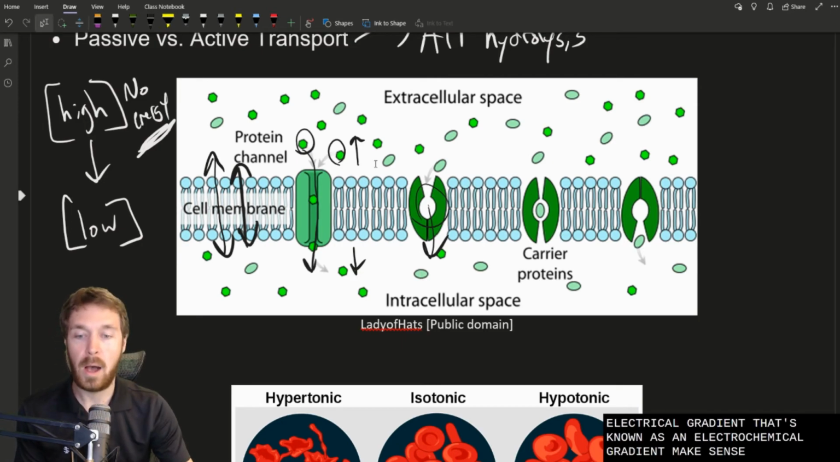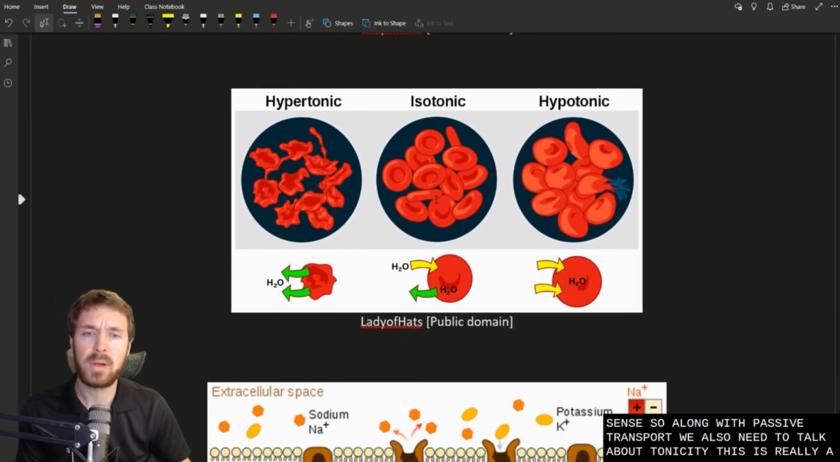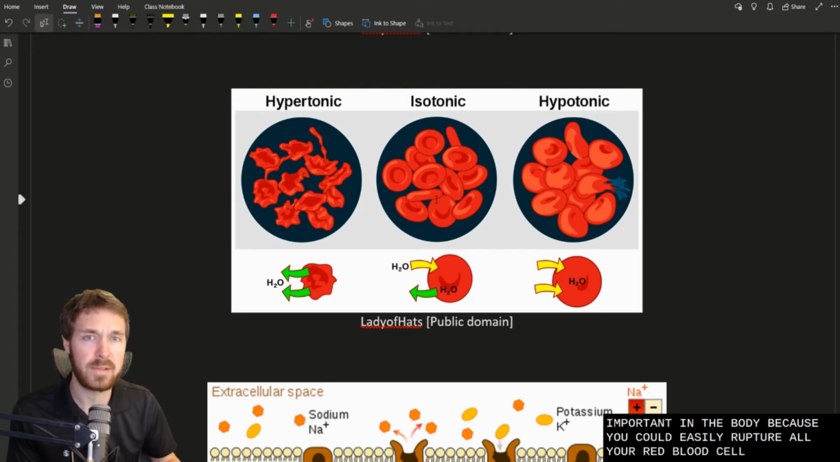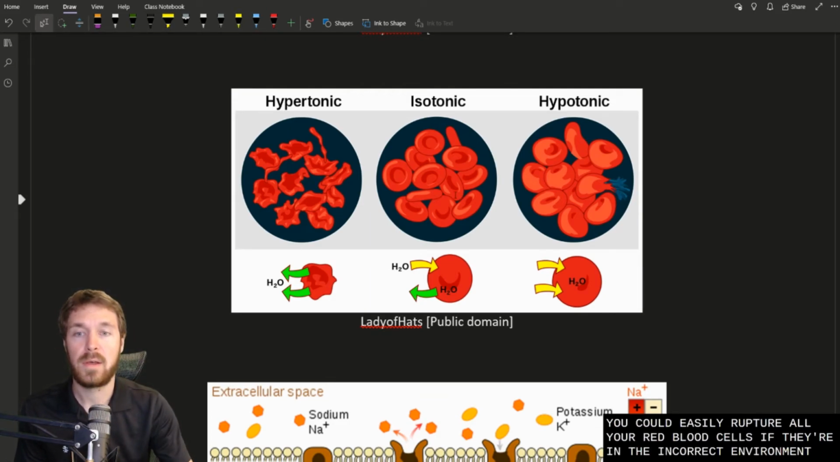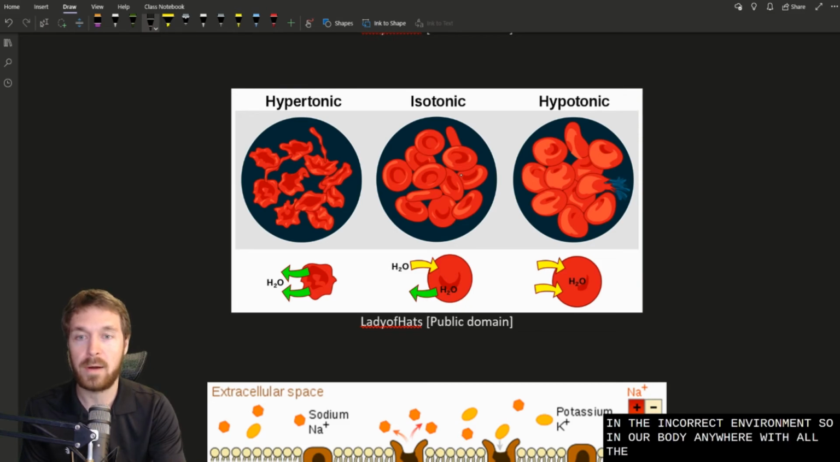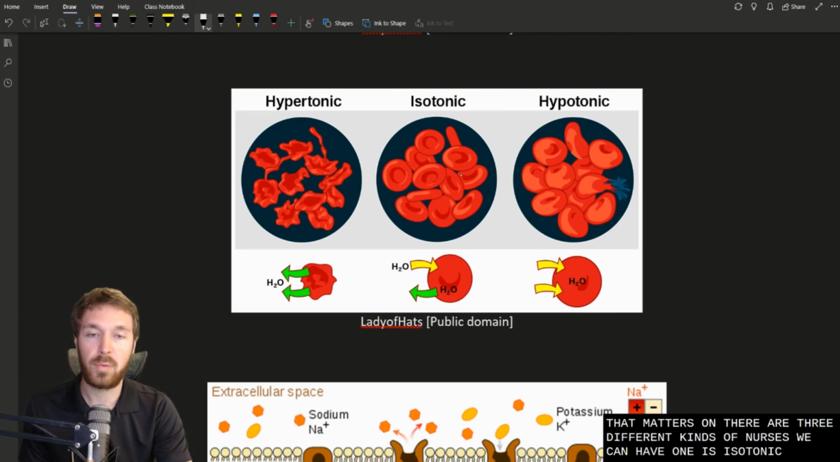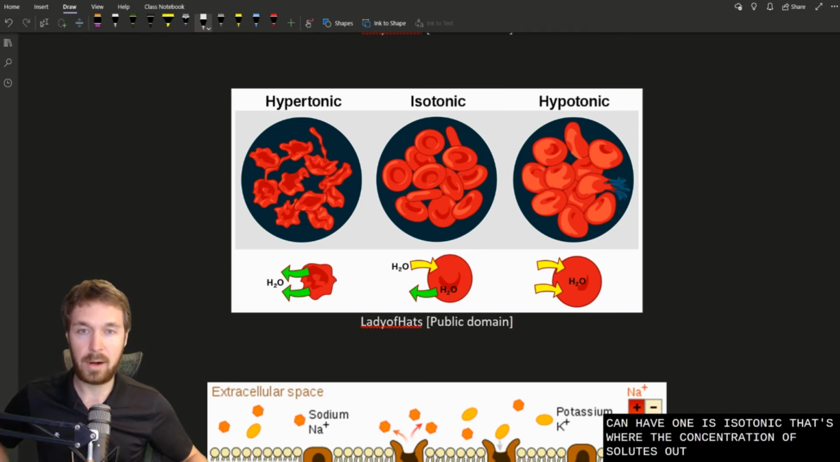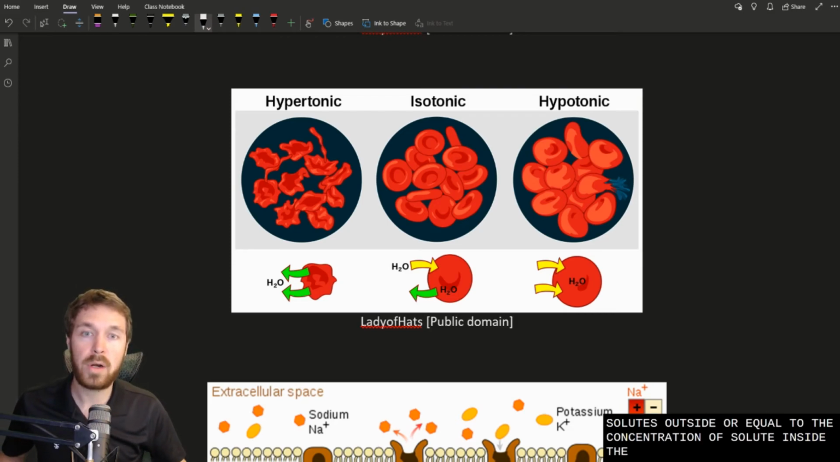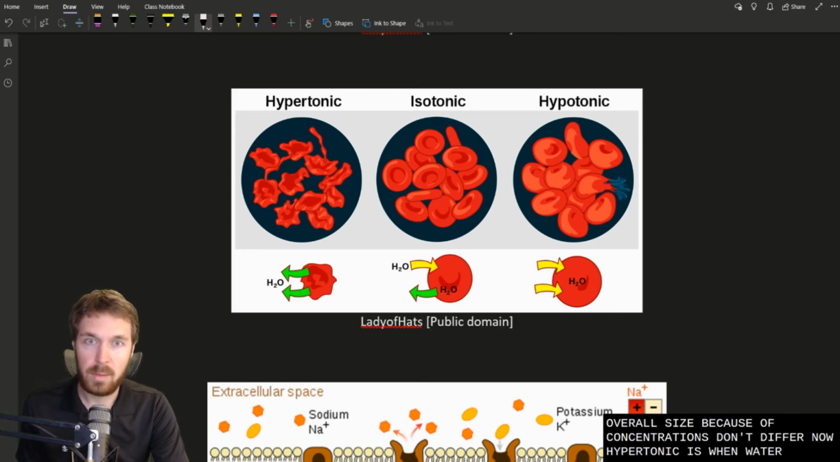Makes sense. So along with passive transport, we also need to talk about tonicity. This is really important in the body because you could easily rupture all your red blood cells if they're in the incorrect environment. So there are three different kinds of tonicities we can have. One is isotonic. That's where the concentration of solutes outside is equal to the concentration of solutes inside. So water can move out, can move back in, but there's no net change in overall size because the concentrations don't differ.